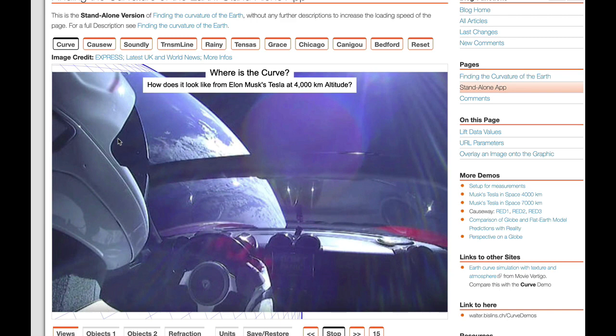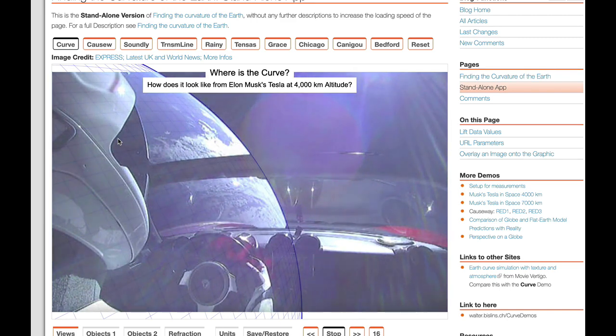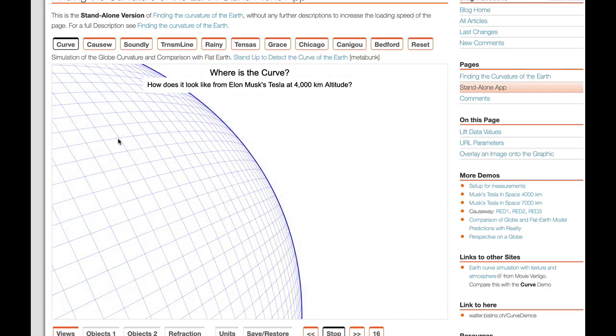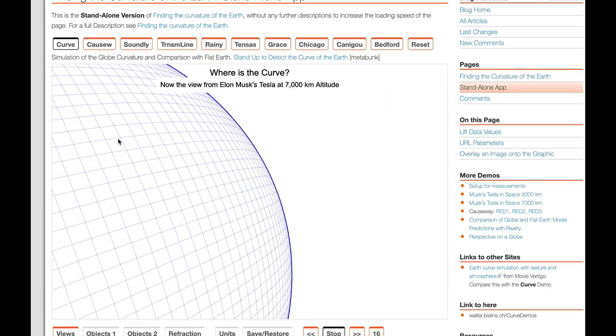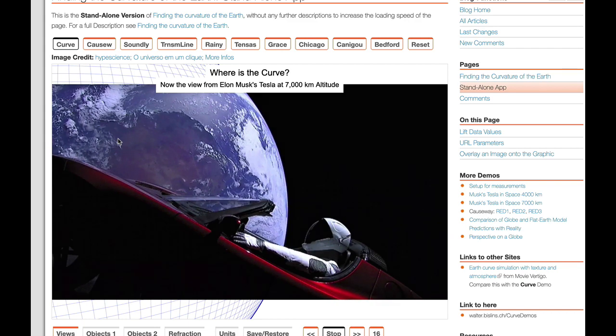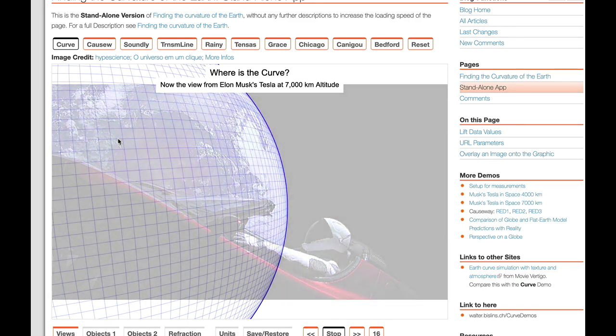So now we have the Tesla from space, the first car to ever orbit the Earth. In this picture, we can see Elon Musk's Tesla at 4,000 kilometers in altitude, much higher up than the ISS, and the curvature is very striking from this distance. And sure enough, our model accurately shows the curve as it appeared in the pictures.